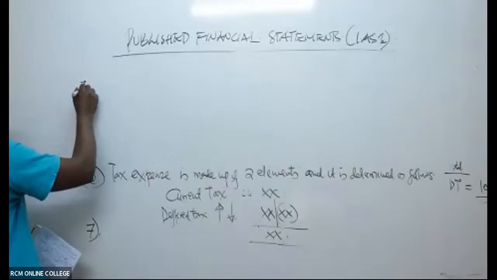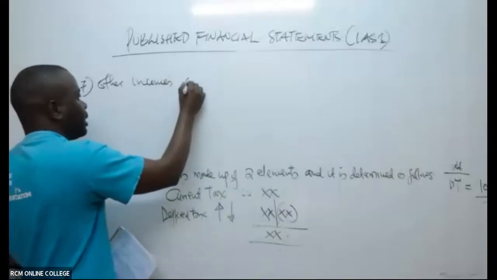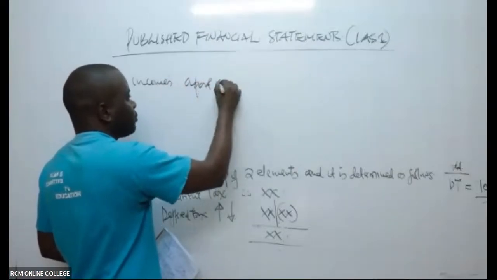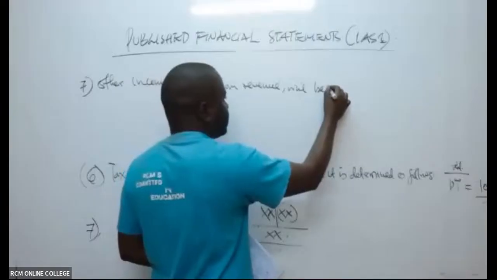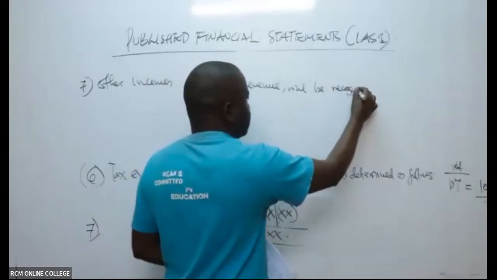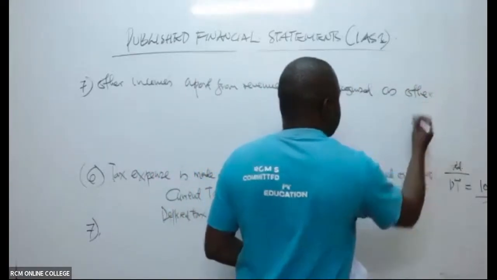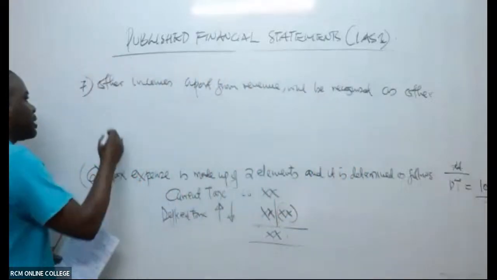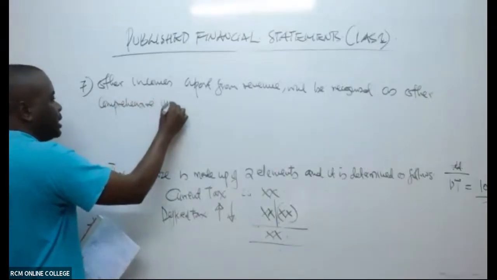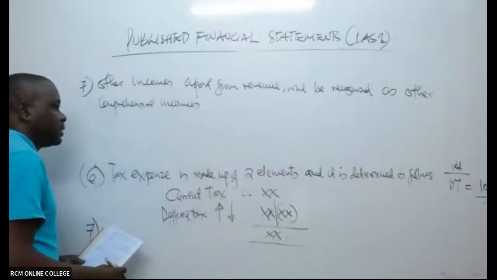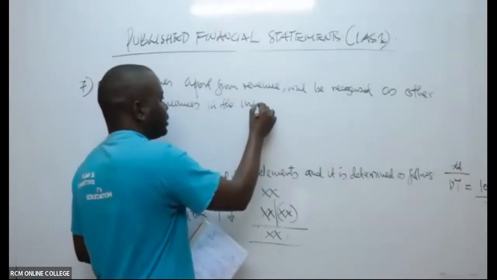So other incomes apart from revenue will be recognized as other comprehensive incomes in the income statement.